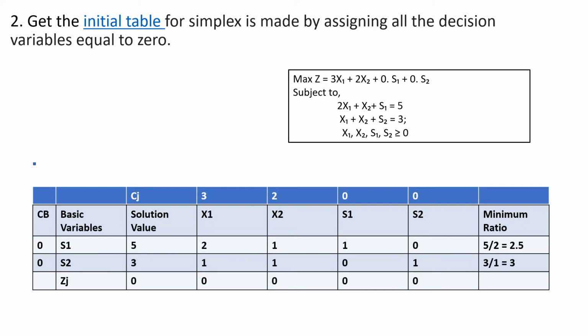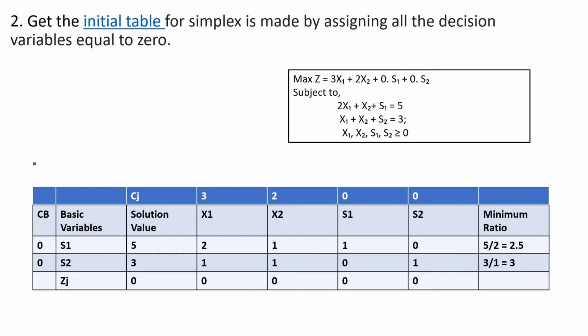So what does this value signify? The Zj value in the solution column gives the value of the objective function. Here you have to understand that my non-basic variables are x1 and x2. Since they are non-basic variables, their values are 0. We have assumed them to be 0. And the coefficients of S1 and S2, which are my basic variables to start with, are 0 in the objective function. So finally, the value of Z is 0, and that's what we get here.